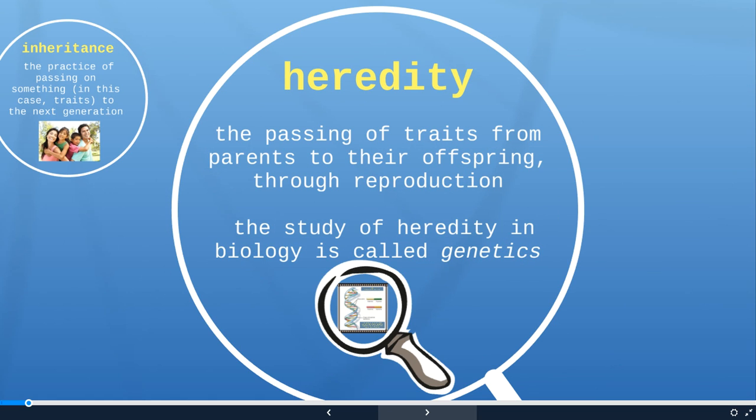Okay. Our unit title, Inheritance and Variation of Traits, is a long one, so I thought it was worth breaking down. We're going to be looking at heredity, and heredity means that traits are passed from parents to their offspring through reproduction, okay? And the study of heredity itself, when we're in biology and science, is called genetics. Genetics refers to genes, not denim jeans, but the genes in our DNA, and it's G-E-N-E.